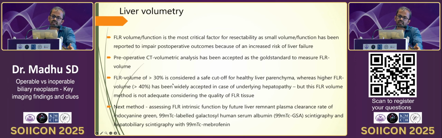Usually 30% is considered a good FLR in case of a normal liver, and 40% if there is a fatty liver or steatosis in the liver. In such cases we are going to do a biopsy of the remnant liver and assess the amount of steatosis or fibrosis. Then we are going to assess the FLR.